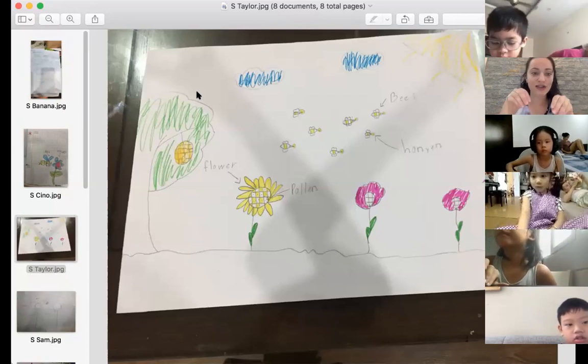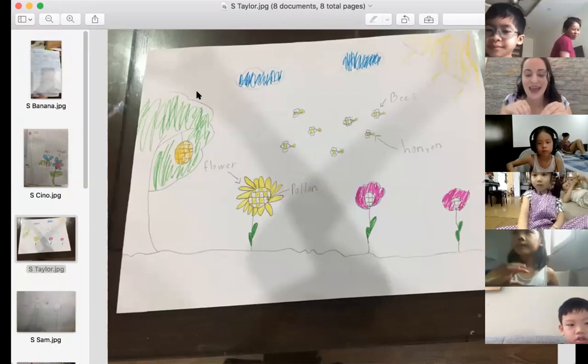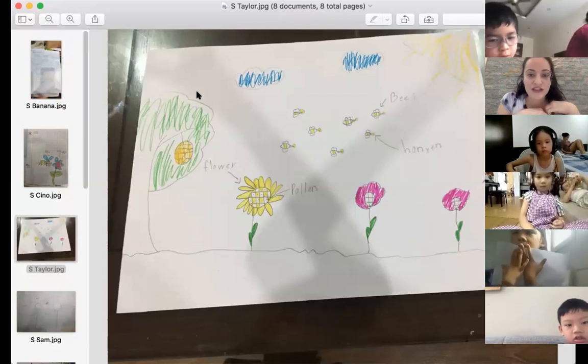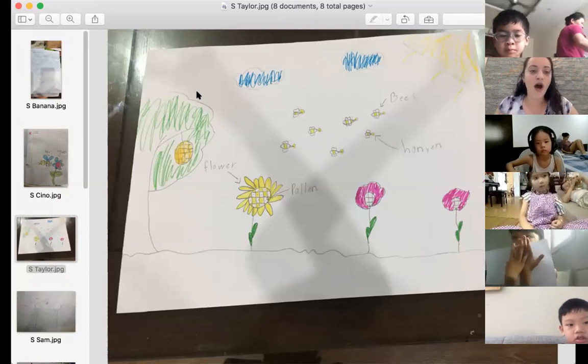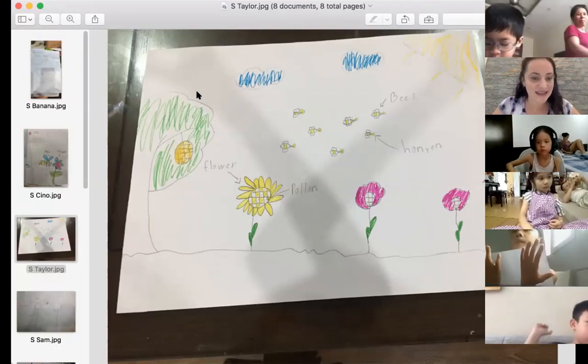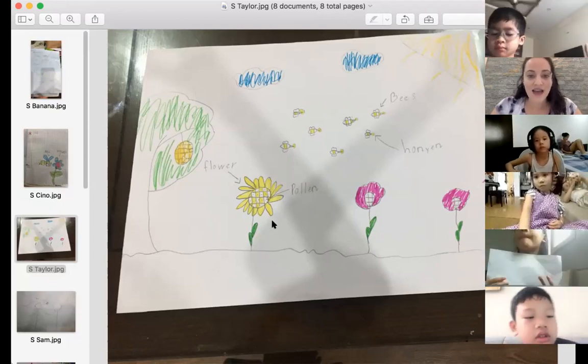So the bee goes around to eat nectar, yummy, yummy, to get pollen to make honey. And in return, the pollen gets spread between all the flowers so the flowers can make seeds. It's part of how they can make seeds, okay?